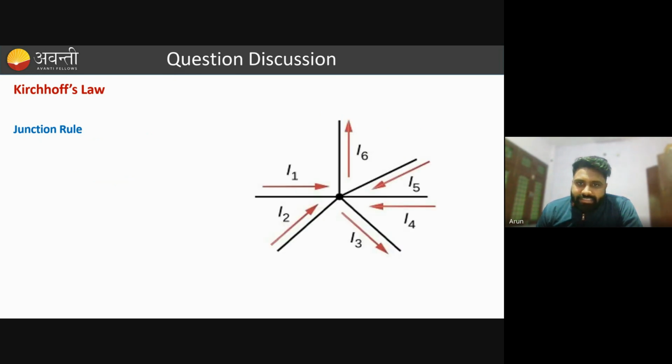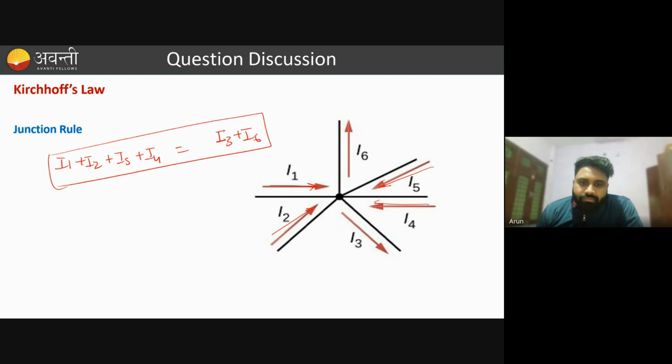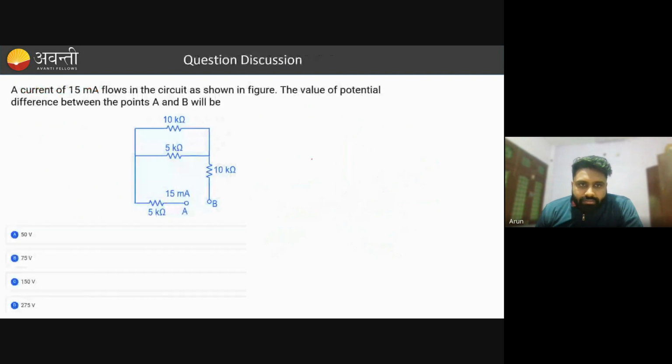If you see in this question, I1 is incoming, I2 is incoming, I5 is incoming, I4 is incoming. So we can say I1 plus I2 plus I5 plus I4 is equal to the outgoing, which is I6 and I3, I3 plus I6. Got it? Very simple rule. Got it? Now you can do this numerical.